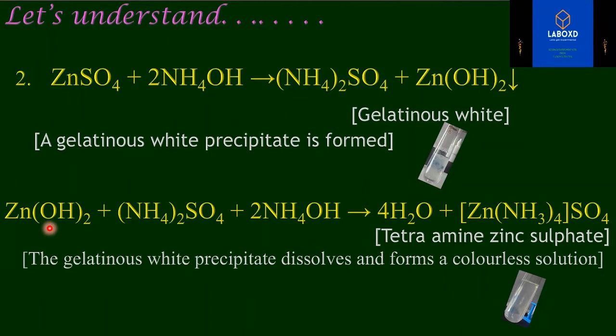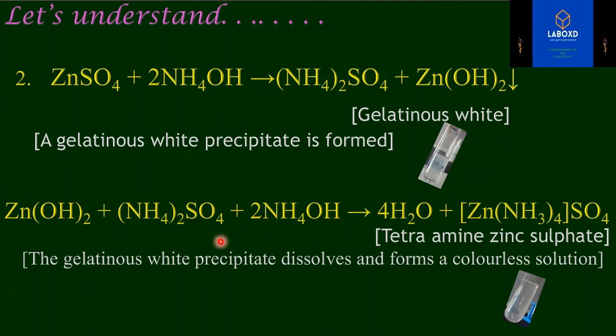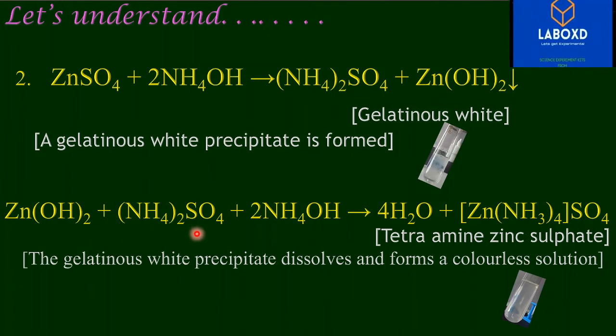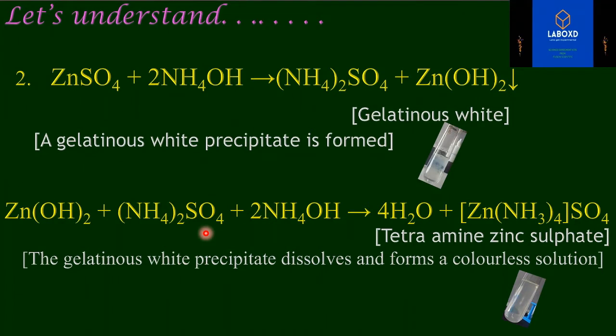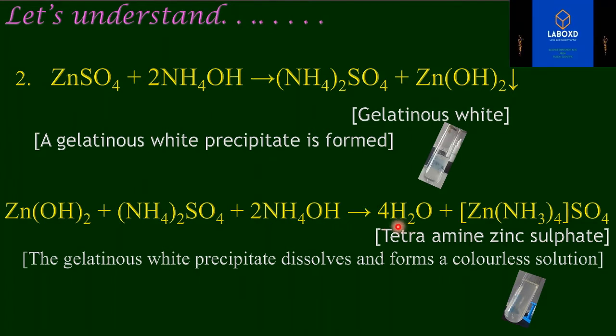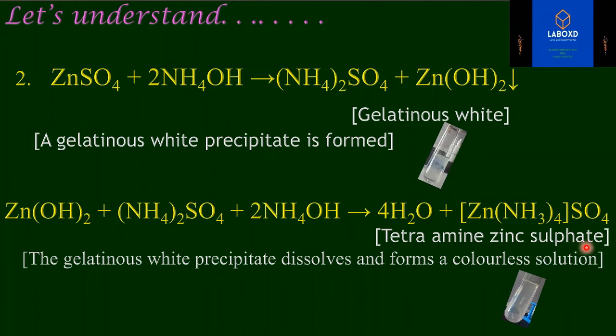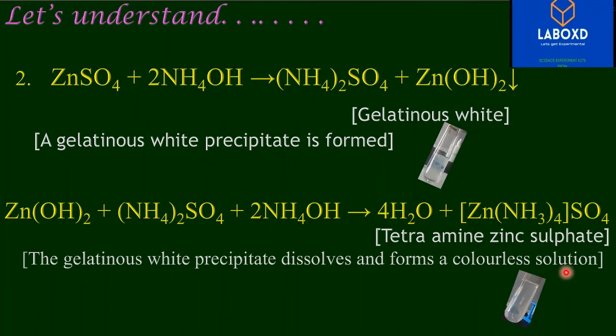Now, when excess of ammonium hydroxide is added, the reaction continues as follows. Zn(OH)2, that is zinc hydroxide, reacts with (NH4)2SO4, that is ammonium sulphate, and NH4OH, that is ammonium hydroxide, to form H2O, that is water, and Zn(NH3)4SO4, that is tetraamine zinc sulphate. The gelatinous white precipitate dissolves and forms a colorless solution.